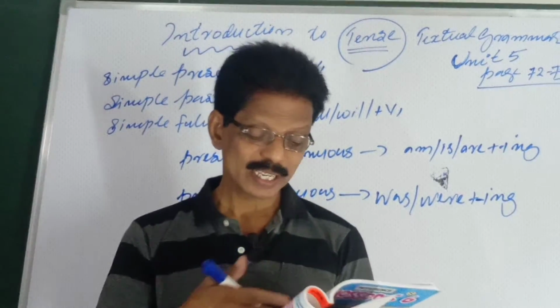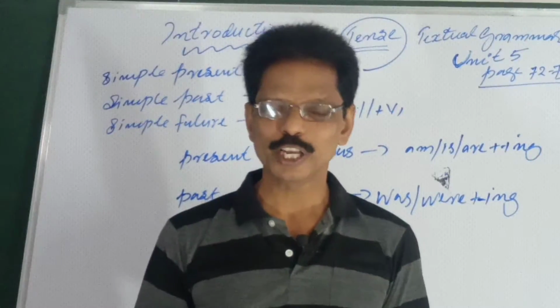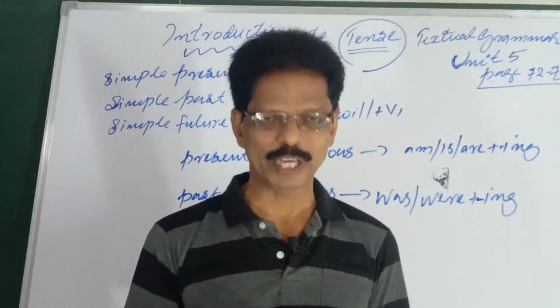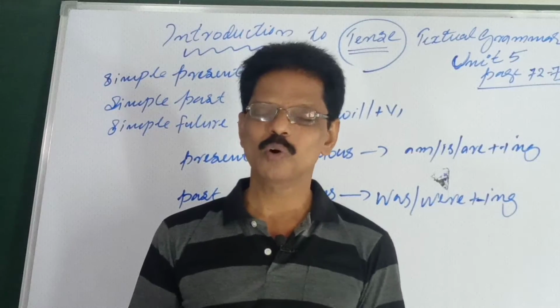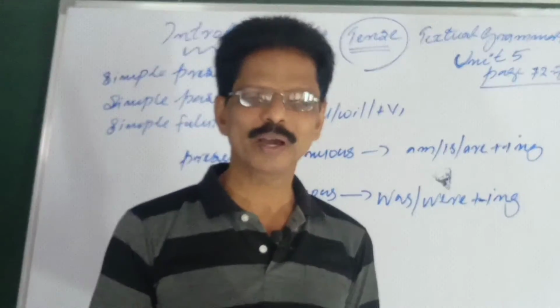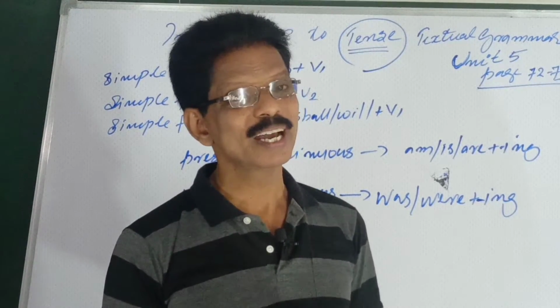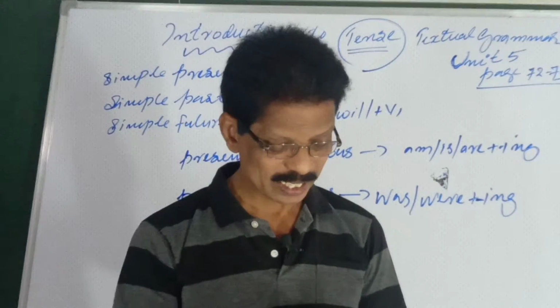So, all these things are past continuous. That means something that was continuing in a past period of time. Past continuous. So, it was continuing. Those things were happening. Okay, something that was continuing in a past period of time is past continuous tense. Okay, now there is an exercise given there.